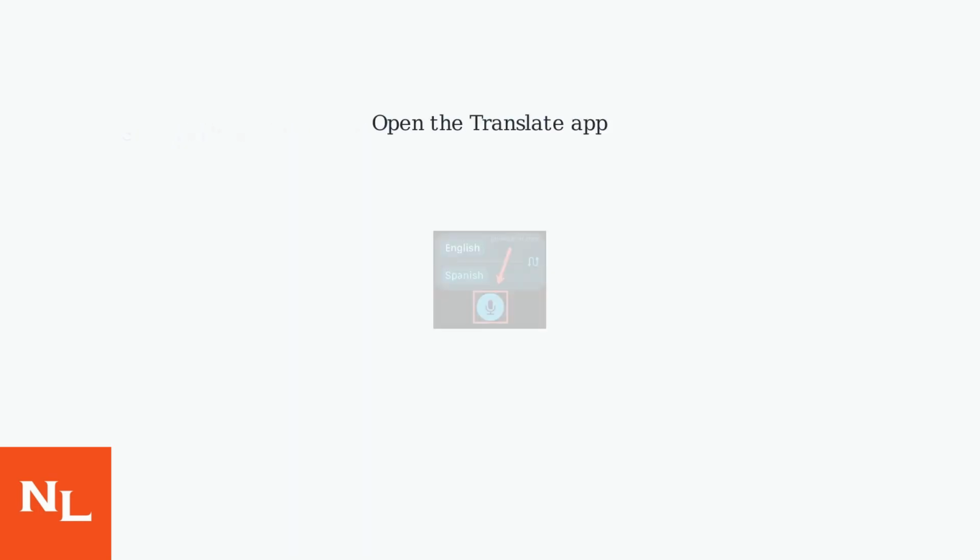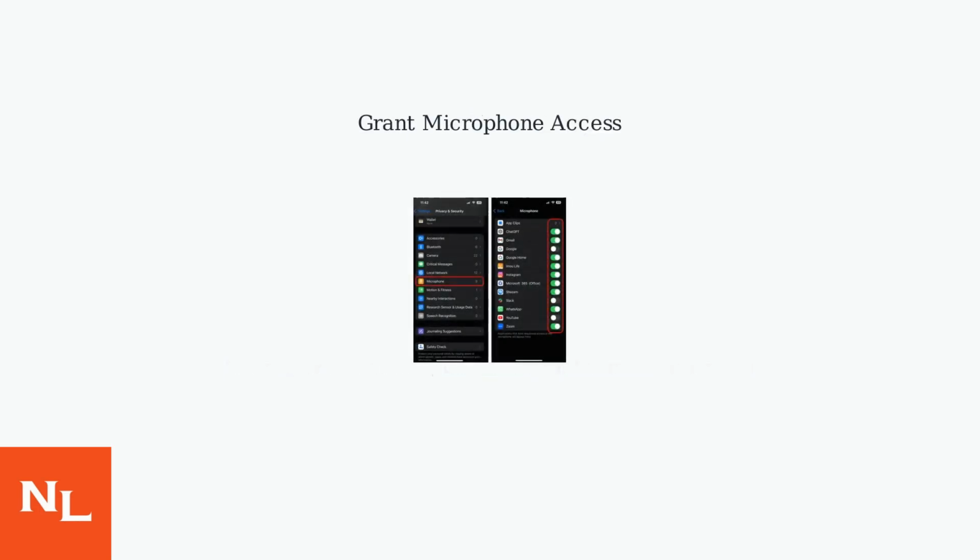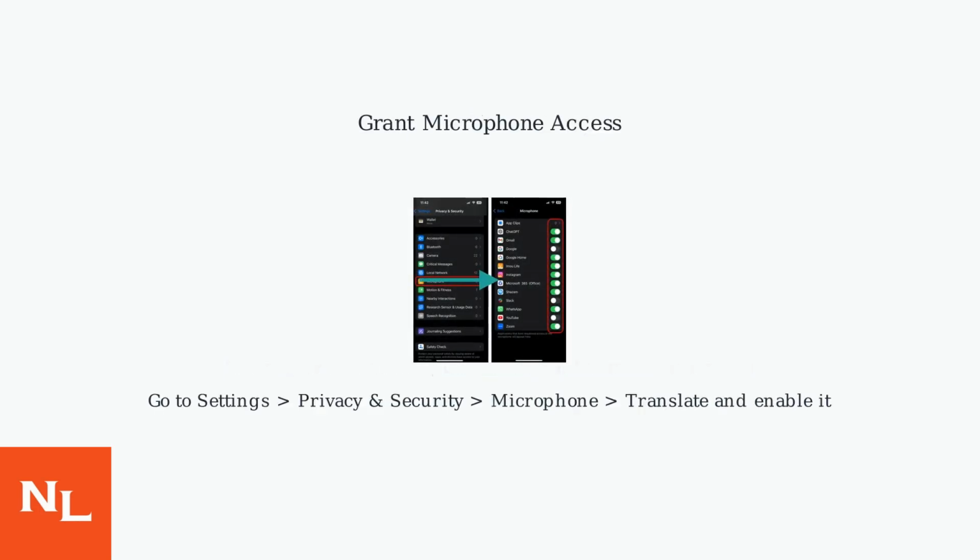Open the Translate app, select your desired languages, and tap the microphone icon to initiate live translate mode. Granting microphone access is crucial. Go to Settings, then Privacy and Security, Microphone, find Translate, and ensure it's enabled.